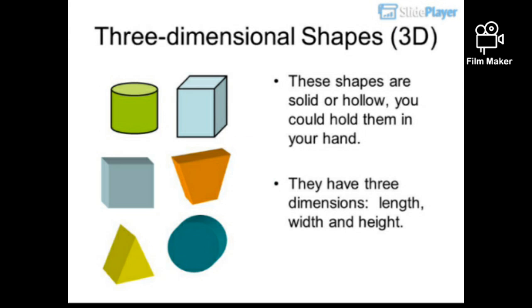Polygons. Moving into three-dimensional shapes. Three-dimensional shapes are shapes that are solid or hollow. That means they have holes. You could hold them in your hand and you can drop them. They have three dimensions, basically the length, width, and what? Height. They have three dimensions, different from two dimensions.